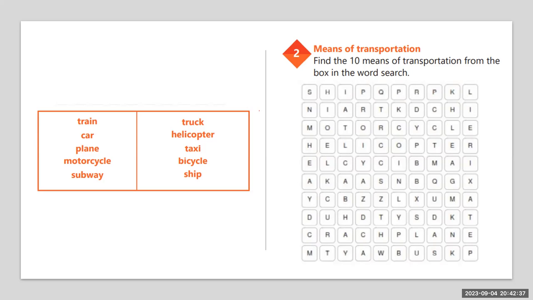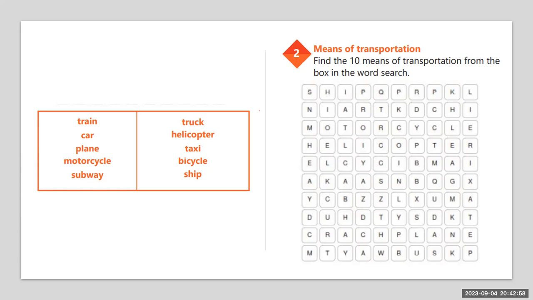Okay, let us continue with activity number two, means of transportation. Find the 10 means of transportation from the box in the word search. And we got train, car, plane, motorcycle, subway, truck, helicopter, taxi, bicycle, and ship.